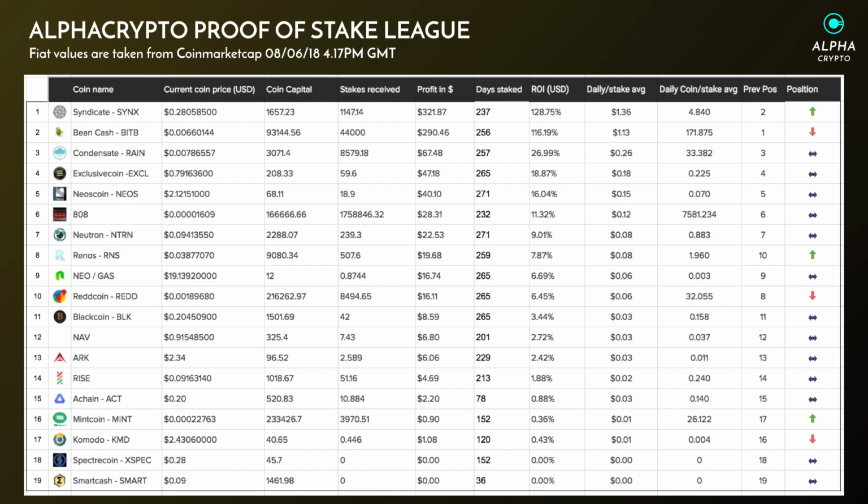Redcoin has gone down two positions, which is quite interesting. Mintcoin has gone up one position, and Komodo has gone down one position. Another note on Komodo, I still can't get to download that blockchain. I deleted it and then re-downloaded it, and still doesn't show up anything. So I do need to look into it, perhaps speak to get some support on that one.